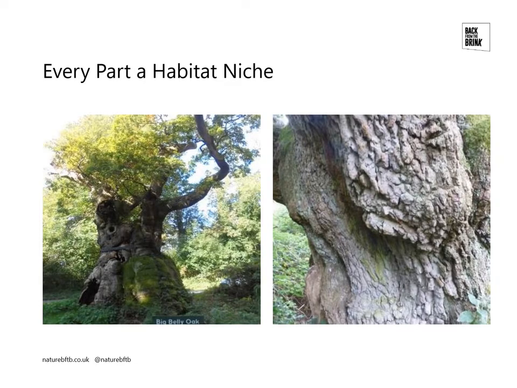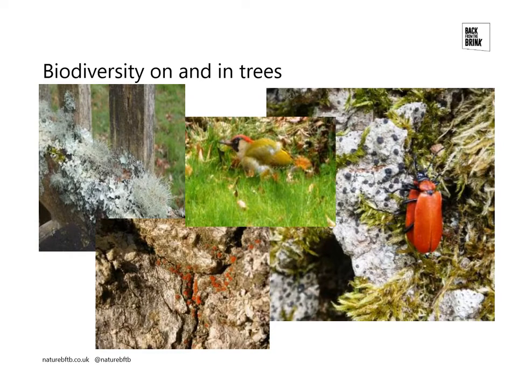So every part of that tree is a niche to an insect of some form, or a bird, or a plant. And those niches become more valuable the older they become. The corkier the bark, the thicker the bark, and the more attractive they are to these species. So you finish up with the lichen growing on the bark. You'll find the woodpeckers inside the tree creating cavities or using old rotting cavities, and then insects living on and around and inside the tree.